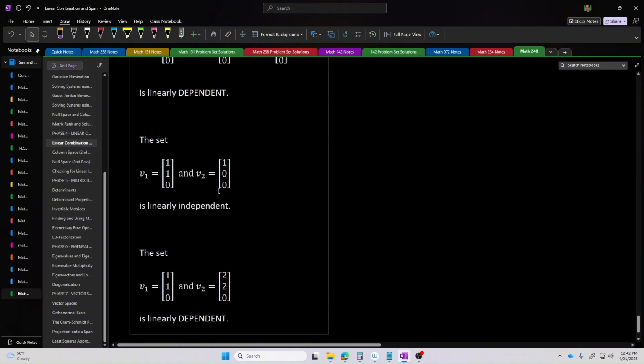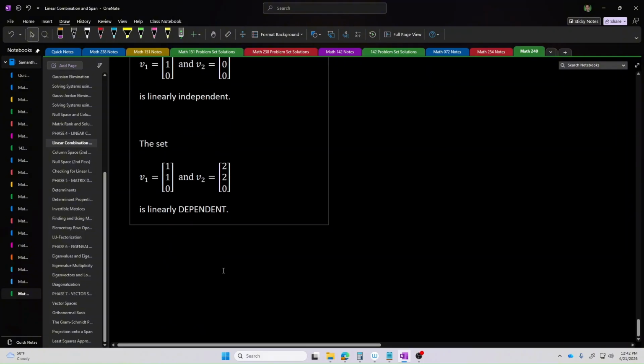The vectors that we saw at the very start of this lesson, v1 equals (1, 1, 0), v2 equals (1, 0, 0). These vectors were linearly independent. When we looked at the span, these two vectors spanned a two-dimensional space, the xy plane. But when we looked by contrast at the set where v1 is (1, 1, 0) and v2 was (2, 2, 0), these vectors were linearly dependent.